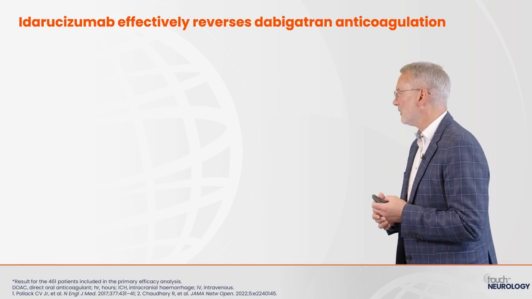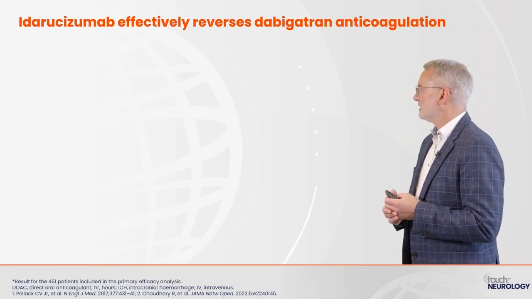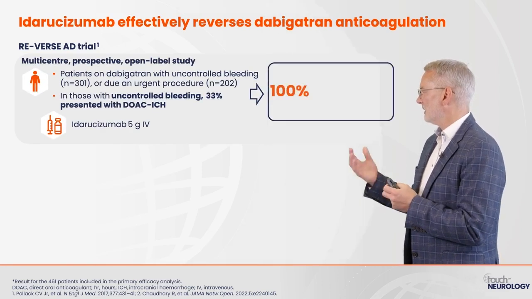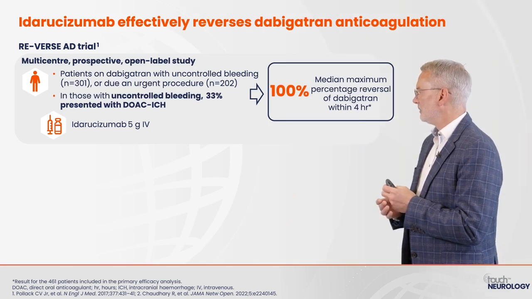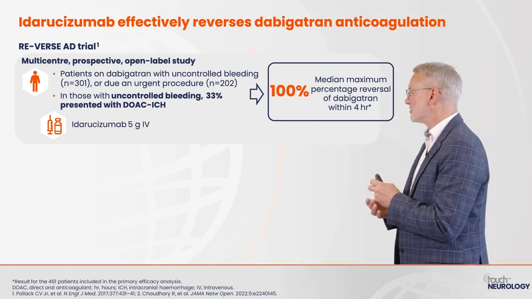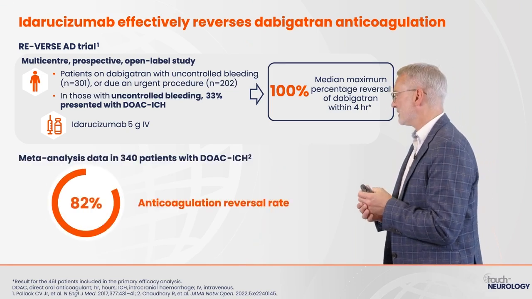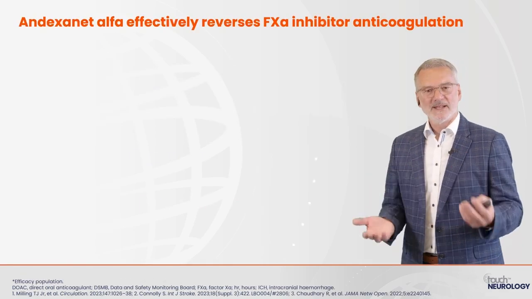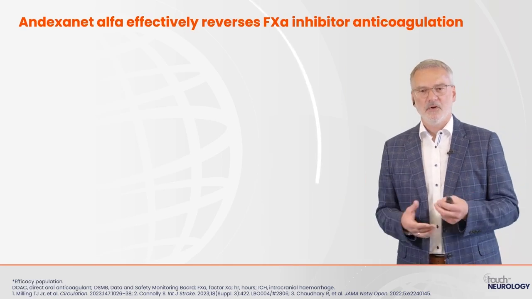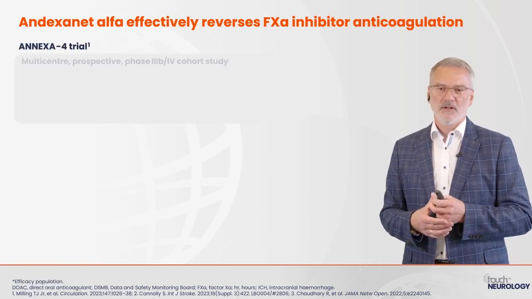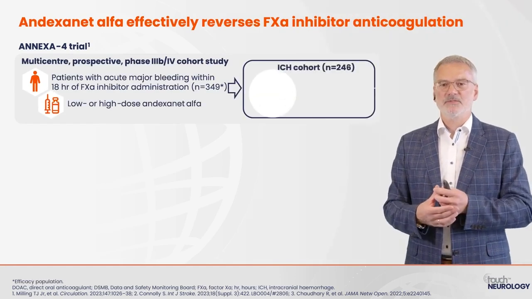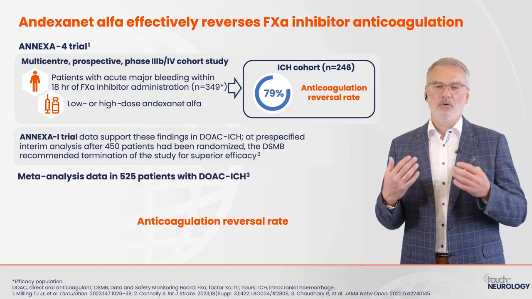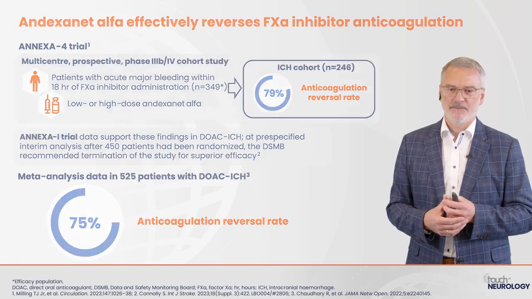When it comes to idarucizumab, we talk about dabigatran-treated patients. The REVERSE-AD trial is a phase 3 trial that evaluated idarucizumab in patients with uncontrolled bleeding or urgent surgery. You see the anticoagulation reversal rate in these patients was again around 80%. For andexanet alfa, we have a number of studies. Fully published is the ANNEXA-4 trial. In press and presented only as a Congress abstract are the data from the ANNEXA-I study. But both studies have shown that the anticoagulation reversal rate again is around 80%.